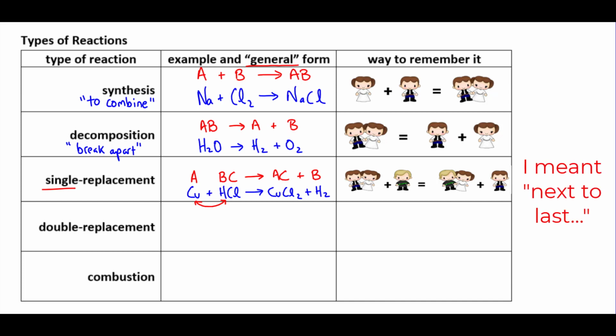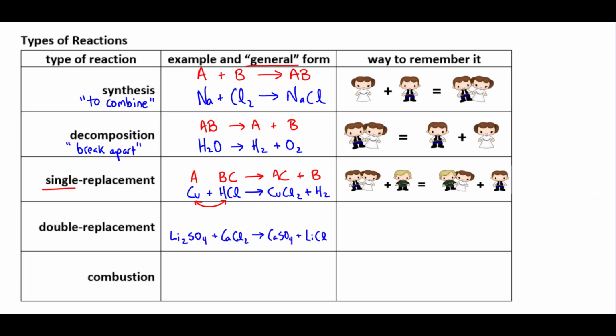Now for the last reaction, we've got double replacement. For that, let's use this equation. For the general form of this reaction, we're going to say this is A, and then this sulfate right here, that's B. And then we've got calcium is C, and chlorine is D. And then over on the other side, we've got calcium, that's C, but it's matched up with sulfate, and so that was B in my example. And then we've got lithium, that's A, and it's matched up with chlorine, that was D. Going back to the Star Wars example, a double replacement reaction is like having two sets of people dancing, and then they both swap partners.